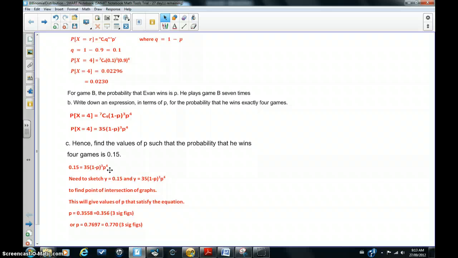Now you could try using nsolve, but unfortunately there is more than one result, so it's best to find the values of p by sketching. So what I'm going to do is sketch the graph y equals 0.15, and I'm also going to sketch the graph y equals 35 times 1 minus p all cubed, p to the power of 4. And where the two graphs intersect will give me the values of p that satisfy this equation here. So let's do that on the calculator.